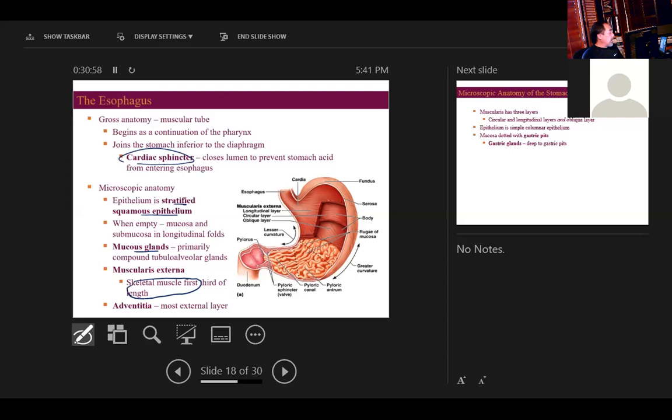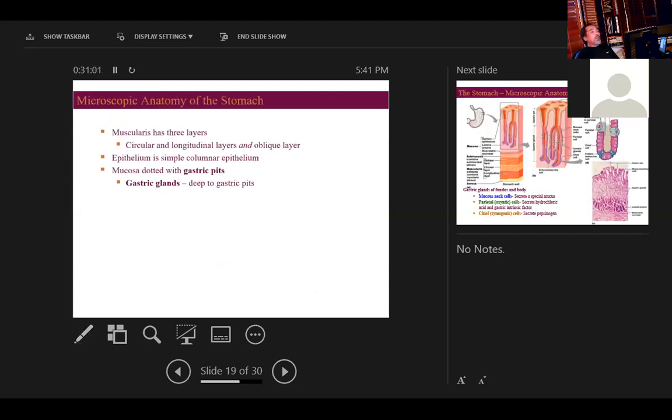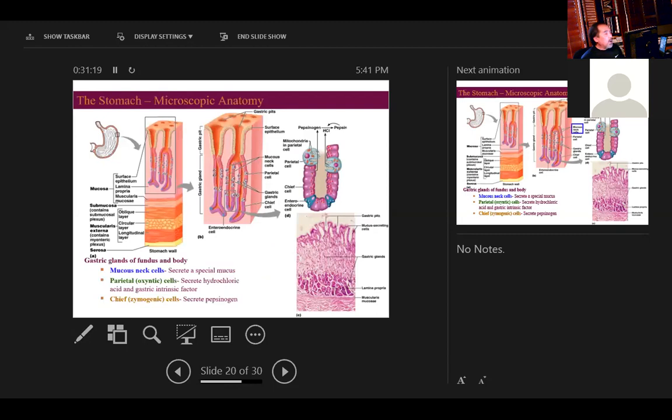Okay. All right, so now we're looking at the inside of the stomach. The muscularis has three layers: circular, longitudinal, and oblique layers of muscle. The epithelium is simple columnar epithelium, and the mucosa is dotted with gastric pits. It has gastric glands. So this is the rugae, or the surface of the stomach, magnified here. And you notice that the rugae actually have these holes, and those holes are called the gastric pits.